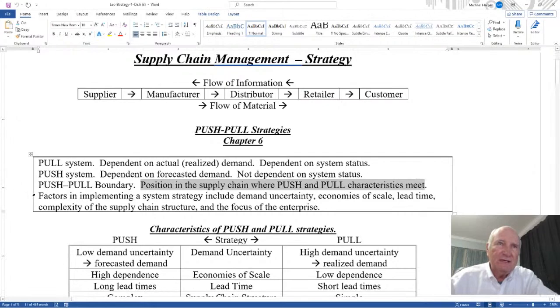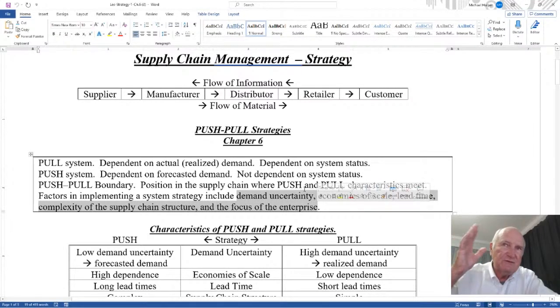Okay, factors in implementing a system strategy include demand uncertainty, economies of scale, lead time, complexity of the supply chain structure, and the focus of the enterprise. What's the mission, vision, value of the enterprise? And later today in this lecture, the focus of the enterprise also depends on the product and the customer.